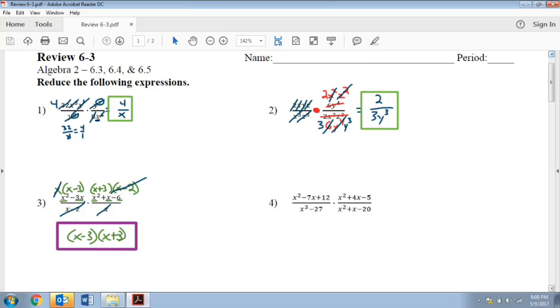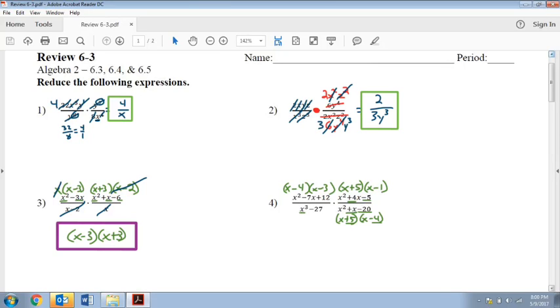So here we go. 2 things that multiply to 12 but add up to negative 7. That would be negative 4 and negative 3. 2 things that multiply to negative 5 but add up to 4. That would be 5 and negative 1. That would be x plus 5 and x minus 1. 2 things that multiply to negative 20 but add up to 1. That would be x plus 5 and x minus 4. Negative 5 and negative 4 add up to negative 9. Multiply to negative 20, but add up to 1.